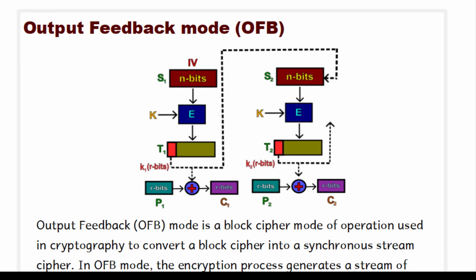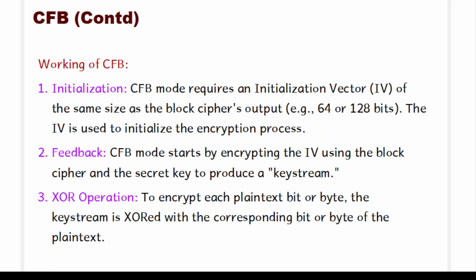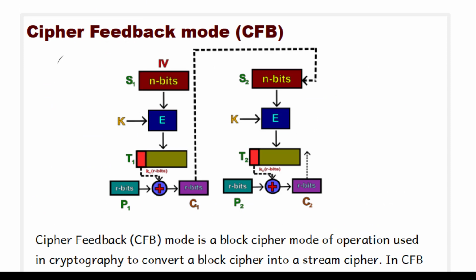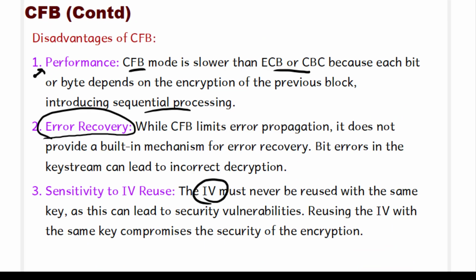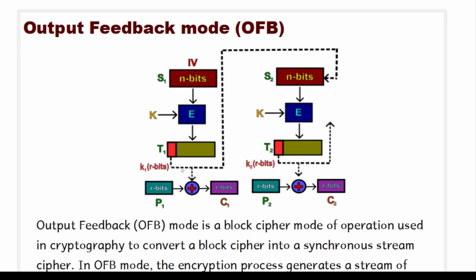If you observe this diagram of CFB mode, what is happening is that the ciphertext which we get is sent, and it is also appended here. Now what we are using is output feedback mode. In output feedback mode, the leftmost bits actually used for this encryption are what is appended here.